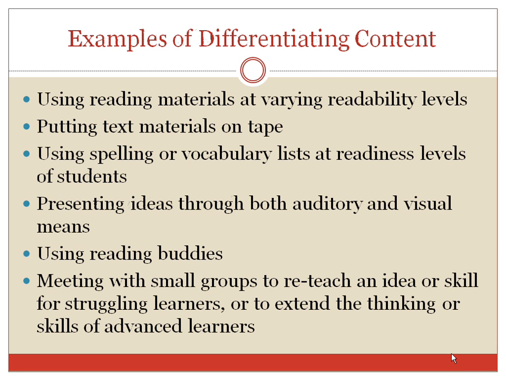The following are examples of differentiating content. In your classroom, you can use reading materials at varying readability levels. A teacher may put text materials on tape. You may use spelling or vocabulary lists at readiness levels of your students. Teachers may present ideas through both auditory and visual means. You may use reading buddies. Teachers may meet with small groups to reteach an idea or skill for a struggling learner or extend thinking or skills of advanced learners.